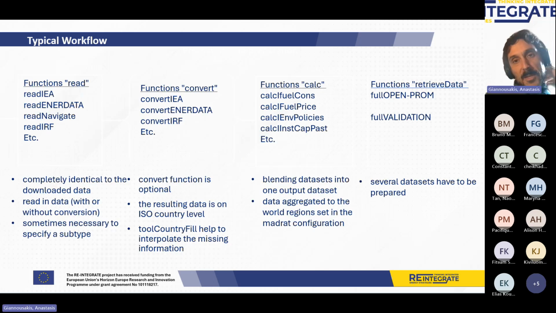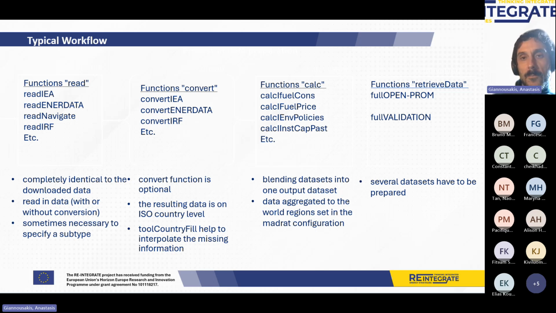So, a bit more into detail, examples of how these steps look. We mentioned the read function. This is the very first step. The idea is that we write functions that have these standard names. They start with the word read, and then they have a data provider. For example, IEA, EnerData, Navigate is a project. The IRF is the International Road Federation, if I recall correctly. So these data sources give us data, we store them in the local folders, and then we write code that loads these into Madrat.